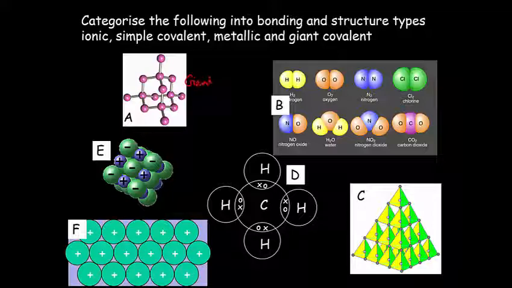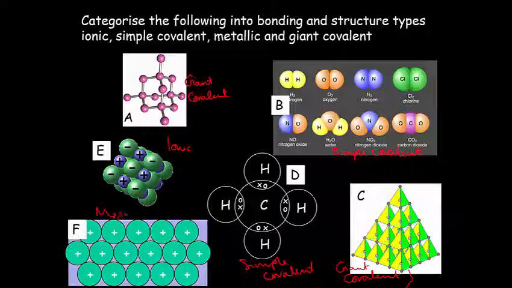Okay, so A, first of all, is a giant covalent molecule. You might recognize it as diamond. B are a load of simple covalent molecules. C is another giant covalent structure. D is another simple molecule, simple covalent. E is ionic, because you can tell by the positives and negatives on the particles. And F is metallic.